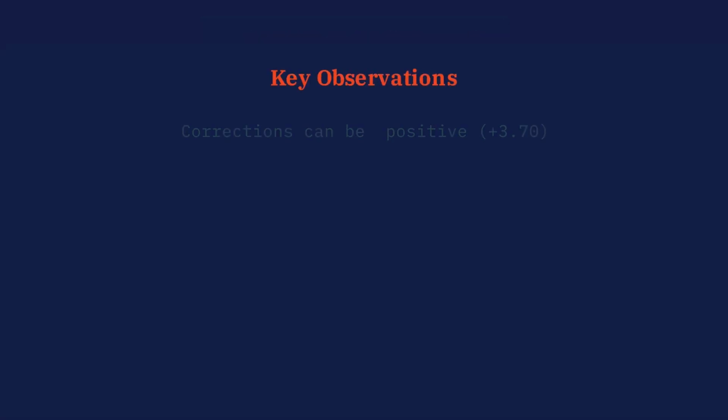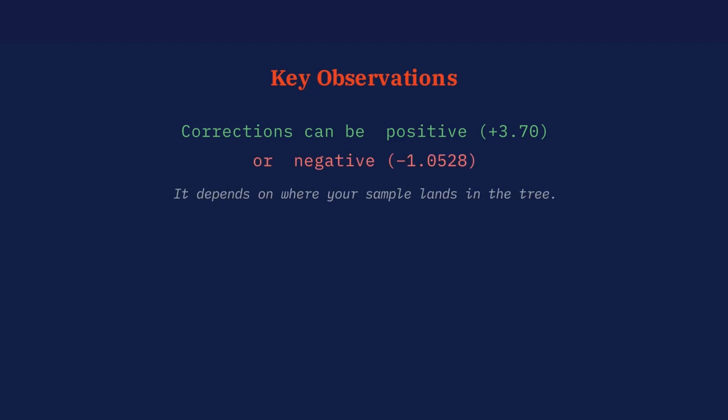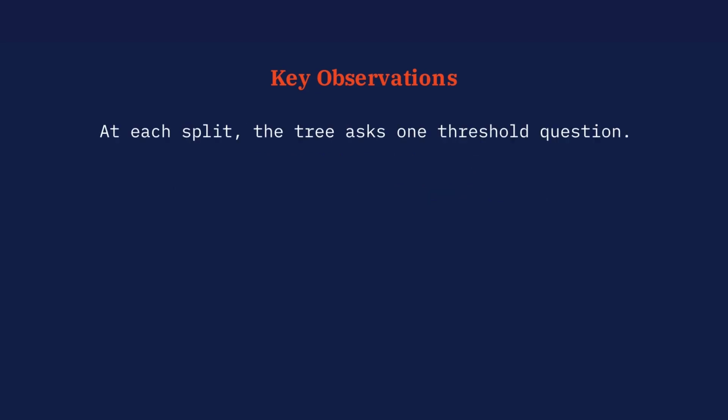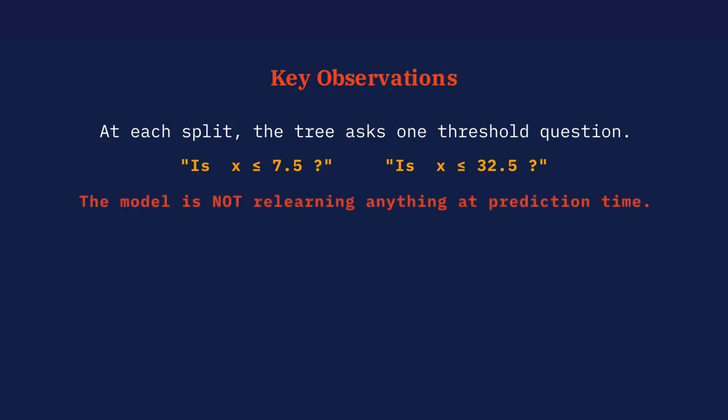Note that the correction at each leaf does not have to be positive. It can be negative as well, and it depends on where your sample lands. Individual decision trees of XGBoost do something very simple. At each split, they ask a threshold question. Those are the only decisions that are happening inside the tree during prediction time. The model is not relearning anything. At prediction time, the trained tree is just applying the learned rules.